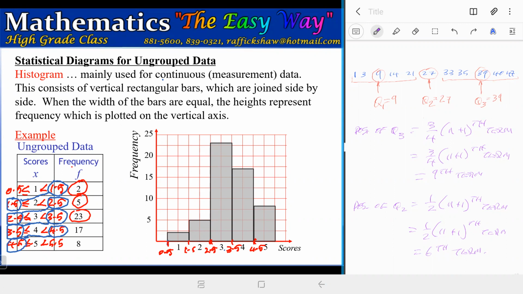When we do grouped data, we're going to do a similar thing to draw the histogram. All right? Let's continue.